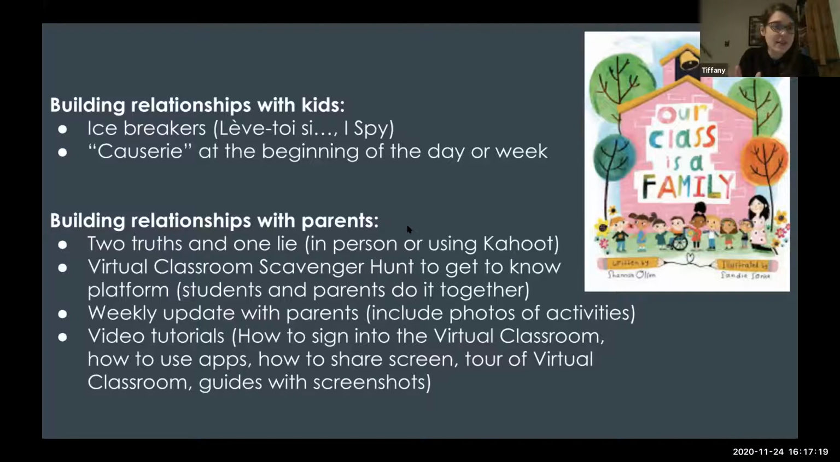So there are a few ideas that we have here. You could do something called 2 truths and 1 lie. So you could do that in person, or you could make it as a quiz on Kahoot or something like that. If you get the parents to send you the 2 truths and 1 lie in advance, the parent comes up with 2 truths and 1 lie about their kid, and then you do it all together in class, or you could do it as a quiz.